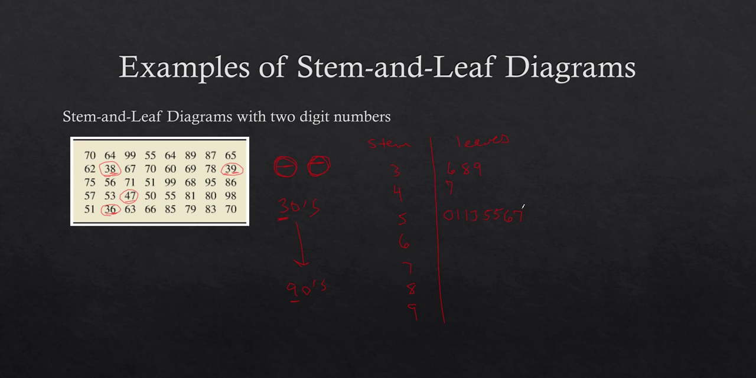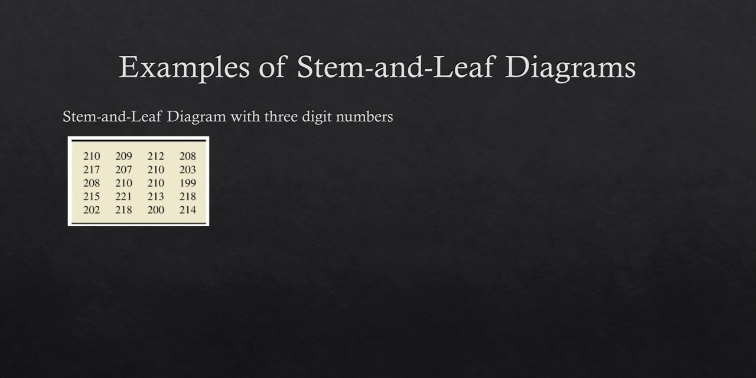Now this is with 2-digit numbers. The left digit would be the stem, the right digit would be the leaf. Okay? Now, what happens if we have, I'm not going to do all the rest of these, I think you probably get the point, but what about if we have 3-digit numbers? Well, 3-digit numbers. Okay?